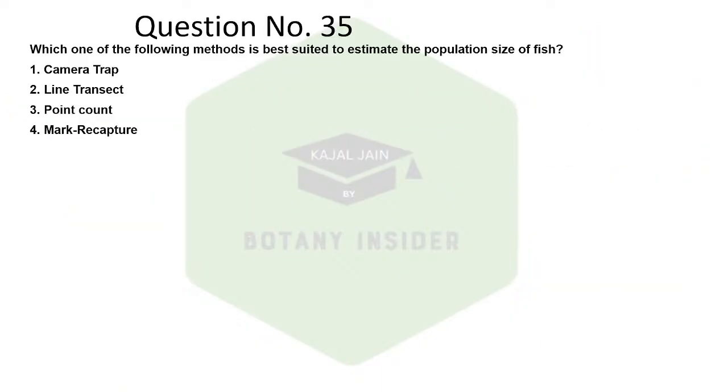One more question for you all. Give it a try, everyone. The question is: which of the following is the best suited method to estimate the population of fishes? This question is from unit number 10, ecological principles, and the topic is population ecology. First is camera trap, second is line intersect, third is point count, and fourth is mark recapture. Give it a try.